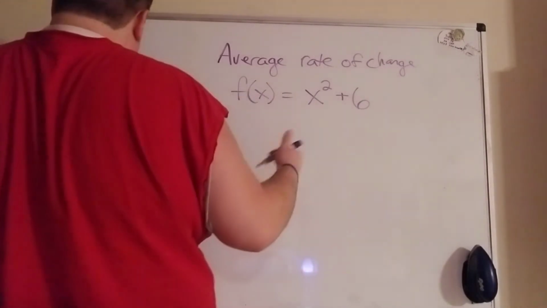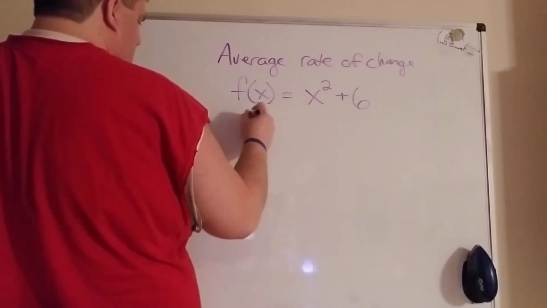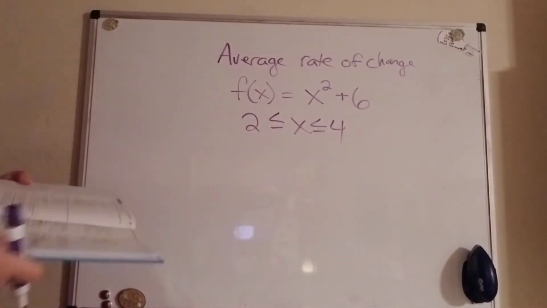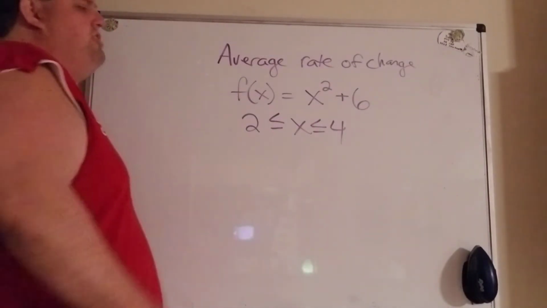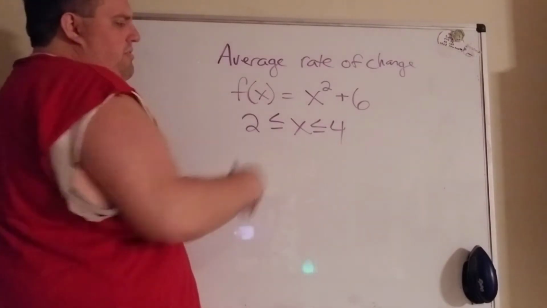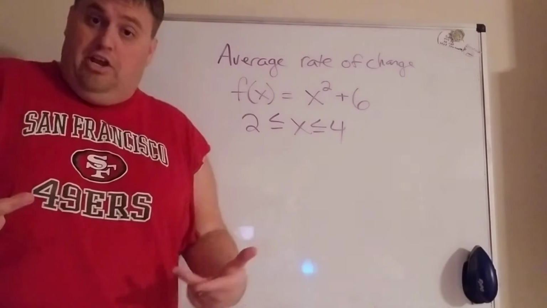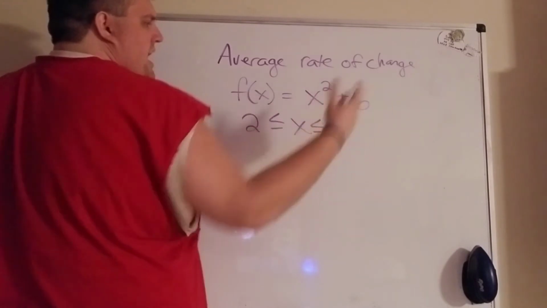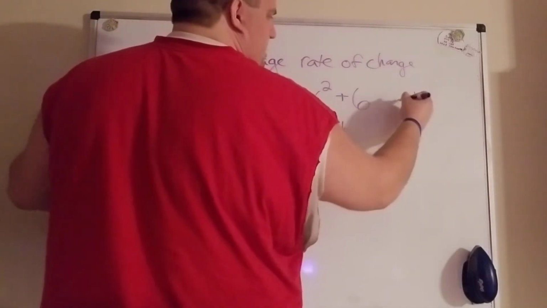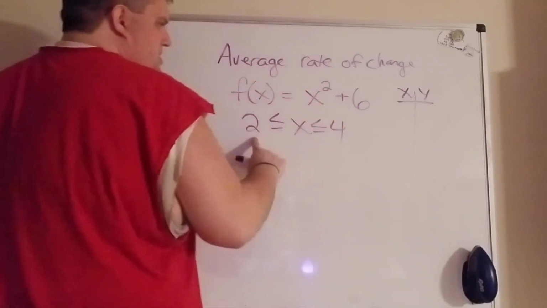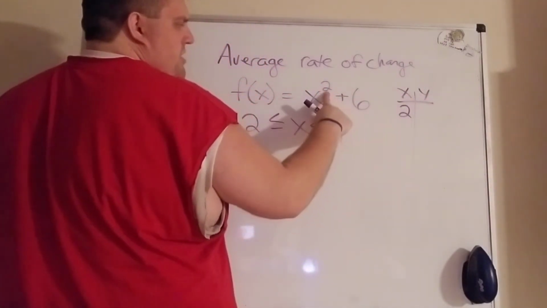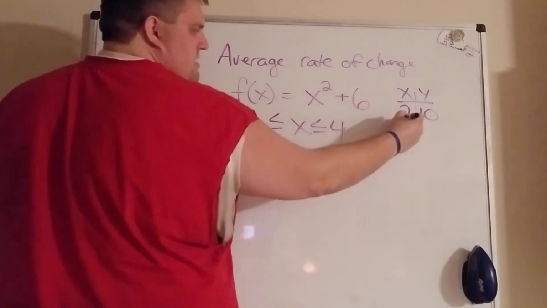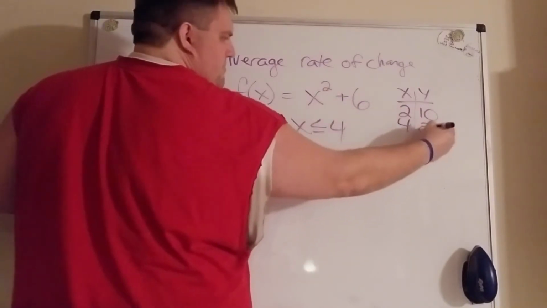Like, for example, they might say between 2 and 4. So find the average rate of change when x is greater than or equal to 2 and less than or equal to 4. So here's how you're going to do average rate of change. You're going to take these two numbers that they gave you, and you're going to plug it in and actually find out what those points are. So you can make a little table, right? So if I plug in 2 squared is 4, 4 plus 6 is 10. When I plug in 4 squared is 16, 16 plus 6 is 22.